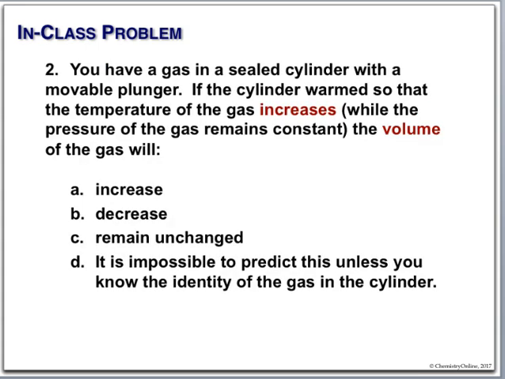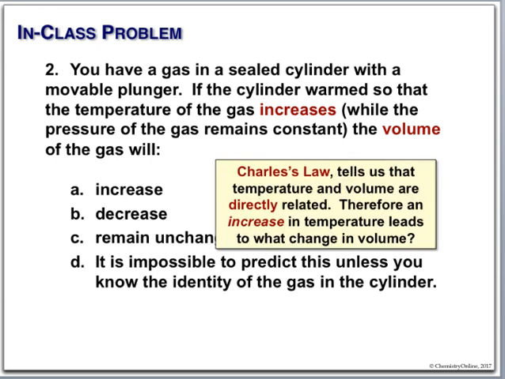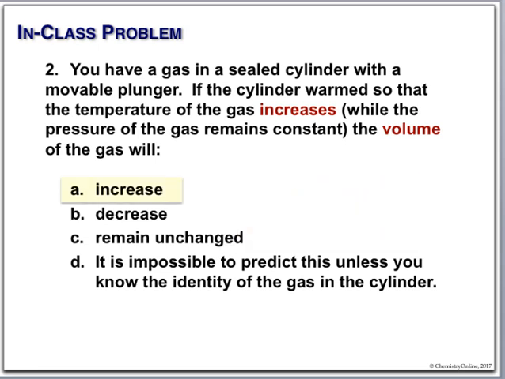Again, we have our same cylinder. We're going to change our temperature, so the temperature increases. Pressure is going to remain constant. What happens to the volume? Remember what we saw with Charles's law. As we increased the temperature, we found the temperature and the volume were directly related. The larger the temperature, the greater the volume. Therefore, if we're going to increase our temperature, what happens to our volume? It simply increases.